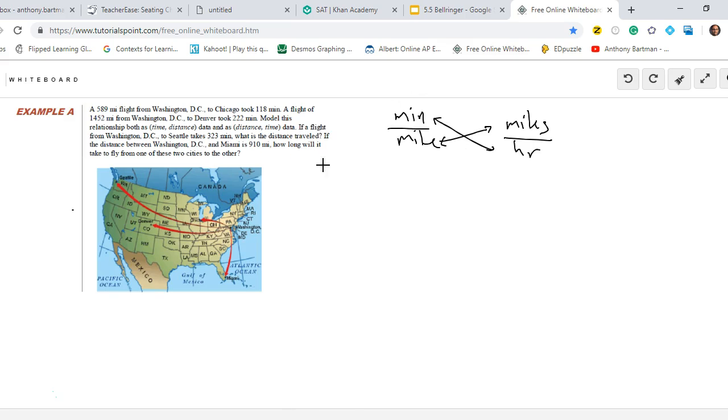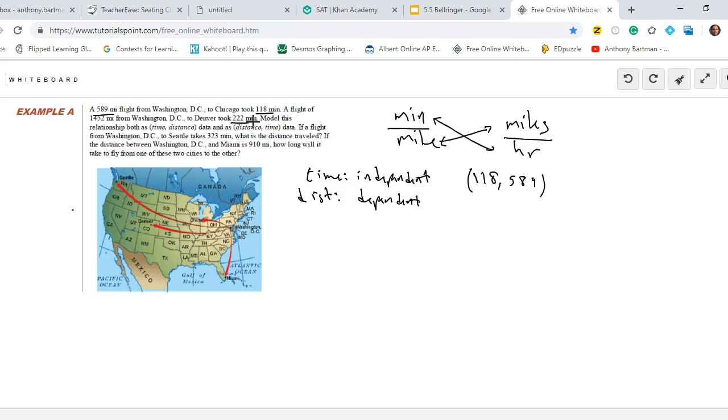So if we know the time traveled and want to find the distance, then time is going to be our independent variable. So say time is independent and distance is the dependent variable, all right? Let's look at what we have here. We know 589 is a distance and 118 is a time. So we can say 118, 589 could be one point that we know.